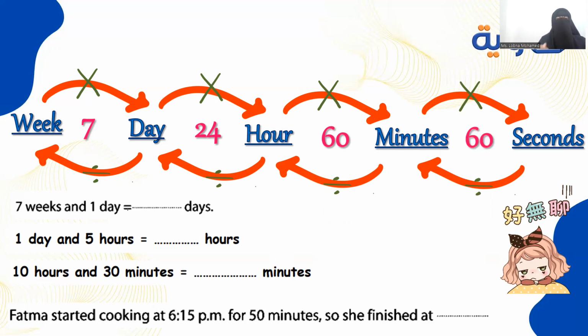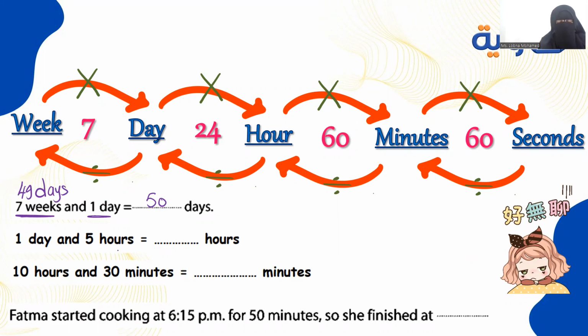7 weeks and 1 day equals how many days? So you have to change these weeks to days. But how can we change 7 weeks? To change from week to day, you have to multiply by 7. So 7 times 7 equals 49. So we have 49 days. But we still have 1 day. So together 49 plus 1 is going to be 50 days. Let's move to the next.